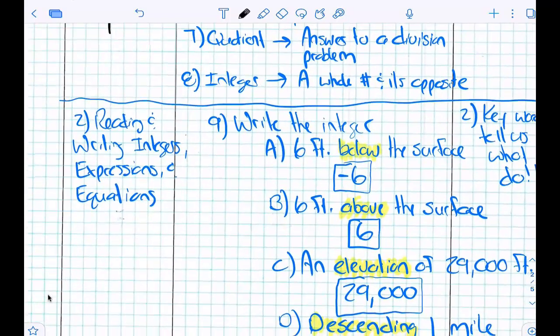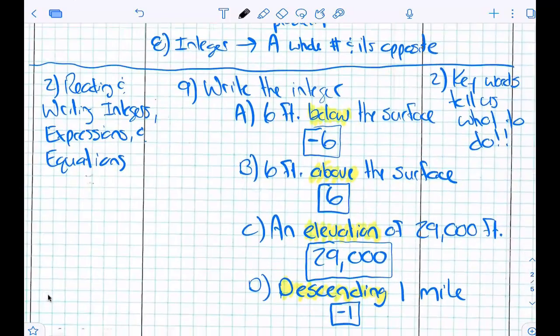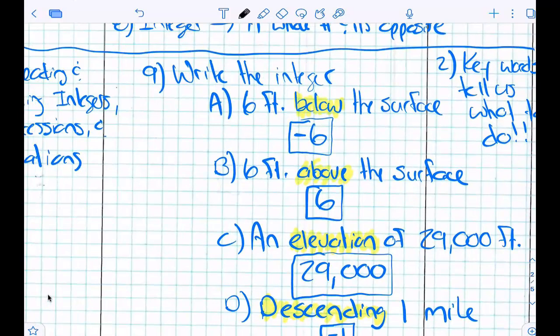All right, here we go. Reading and writing integers, expressions, and equations. So here's an integer. We said 6 feet below the surface is actually -6, right? We knew 6 was going to be our integer. The thing that told us it was a -6 would be that keyword below, yes or no? This word above tells us it's going to be positive. This word elevation, which means going up, tells us it's going to be positive, right? So keywords are super important here when writing our integers, yes?